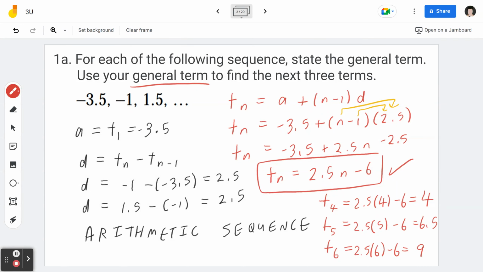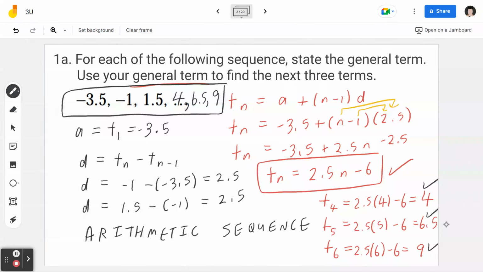Here's the shortcut. And I invite you to think about it like this. If you go back to the original given, negative 3.5, negative 1, negative 1.5, in one sentence, you're adding 2.5 to get to the next term. So if you think about 1.5 plus 2.5, that would have given you 4, which we knew from this answer. 4 plus another 2.5 is going to be 6.5, which we knew from this second case. And last but not least, if you take 6.5 plus 2.5, that's going to give you 9. So that's a nice way to double check that you're doing it right.